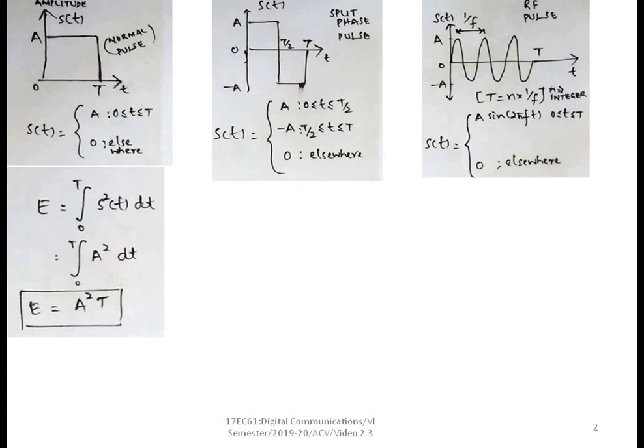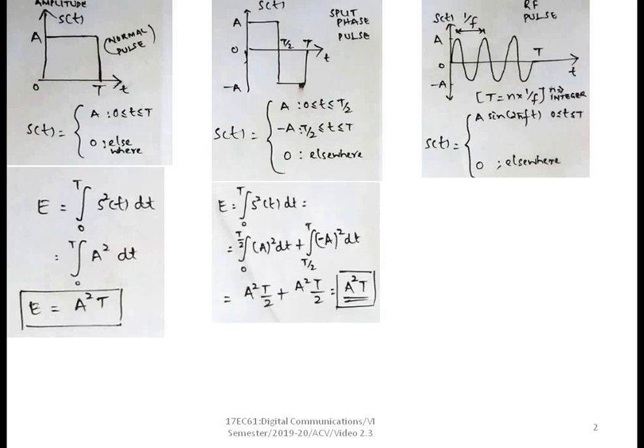The energy of the first signal, that is the normal rectangular pulse, can be evaluated as the integral from 0 to T of s squared(t) dt. It would actually have been the integral from minus infinity to infinity, but luckily the signal value is 0 for all values of t other than 0 to T. So the integral reduces to the integral from 0 to T of s squared(t) dt, and the value of s(t) from 0 to T is A. So the integral is the integral from 0 to T of A squared dt, and we find the energy is equal to A squared times T.